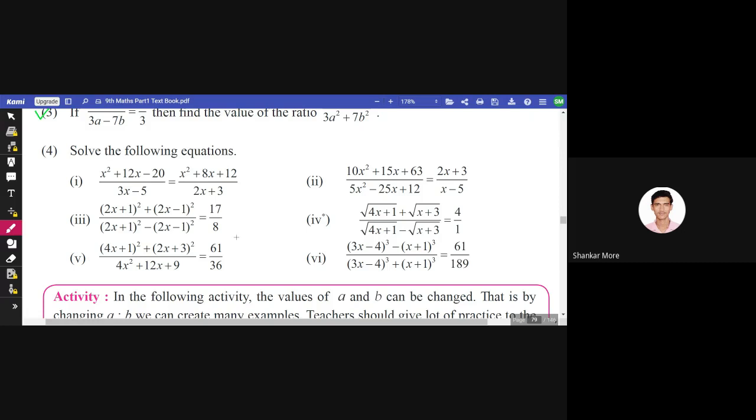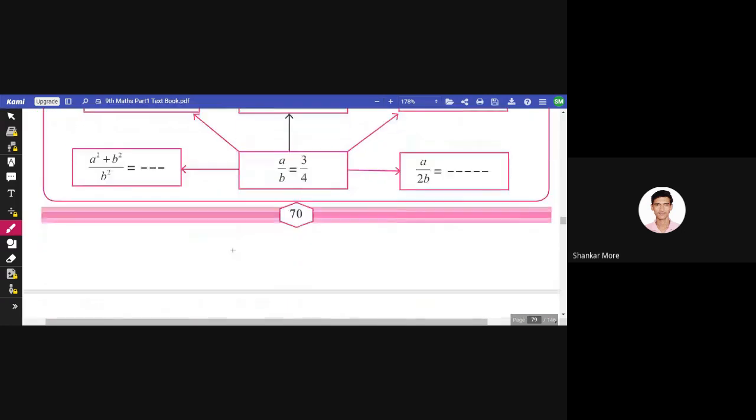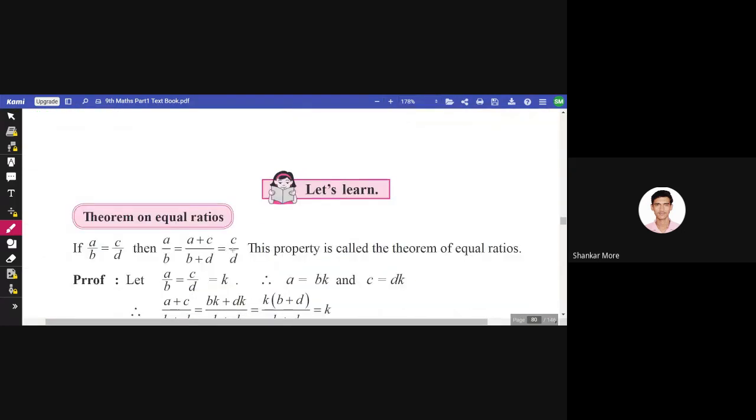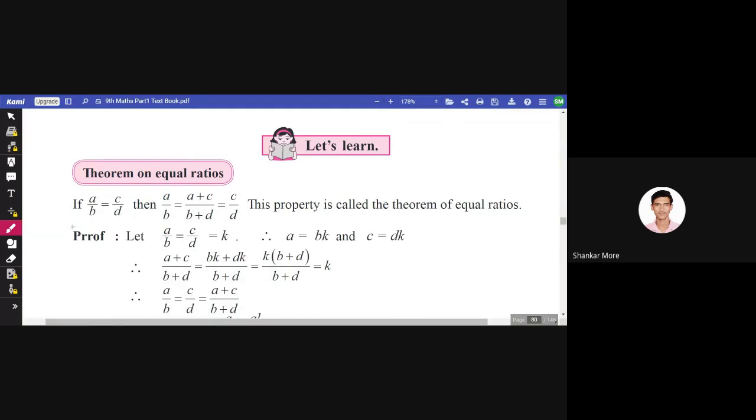So now what we will do is we will start the next topic, that is theorem of equal ratios. Okay. So what does this theorem state?